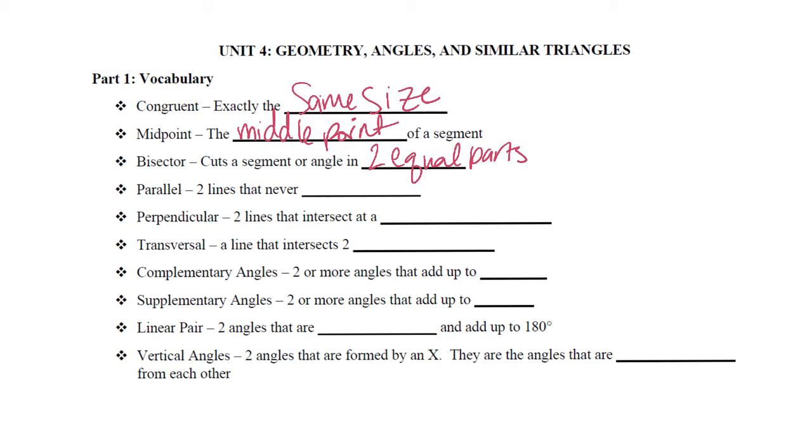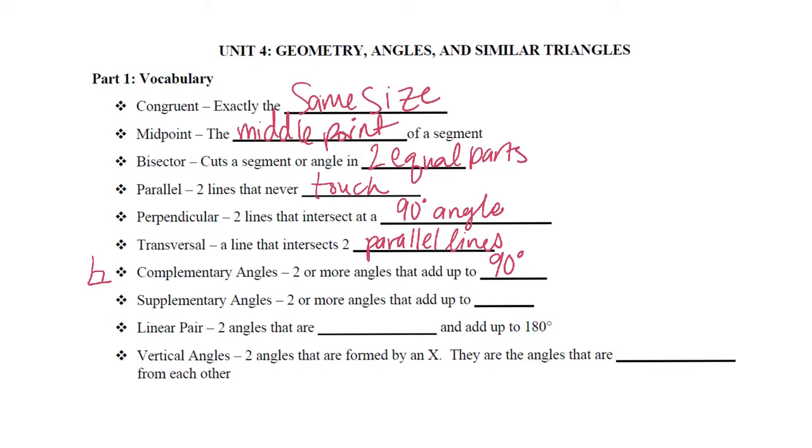Parallel means two lines that never touch. Parallel lines, think of like railroad tracks. Perpendicular is two lines that intersect at a 90-degree angle, a right angle. A transversal is a line that intersects two parallel lines. Complementary angles are two or more angles that add up to 90 degrees. Complementary means they make a corner.